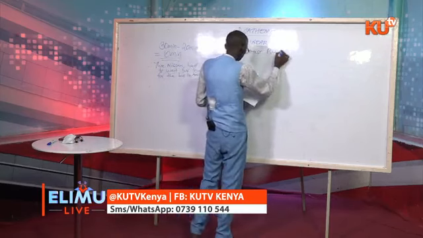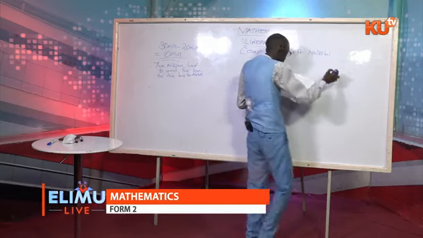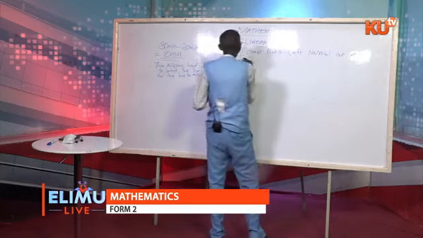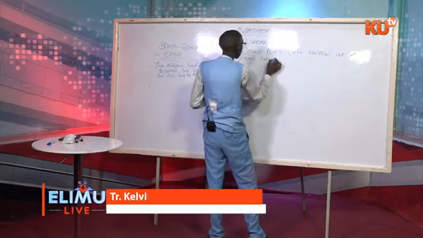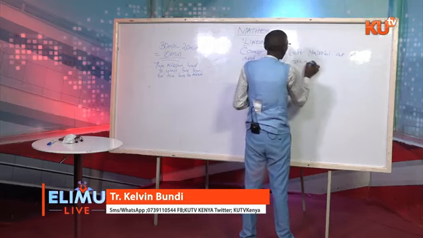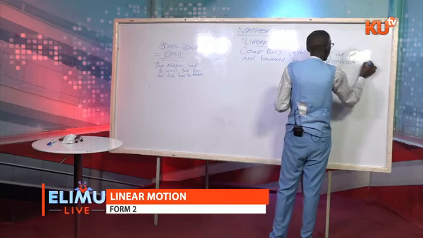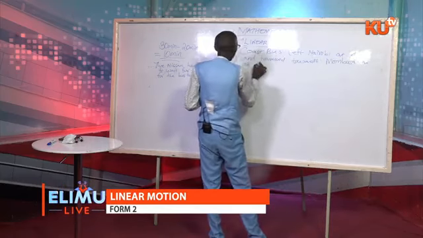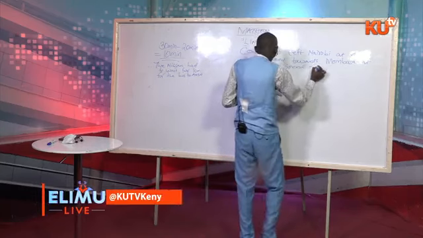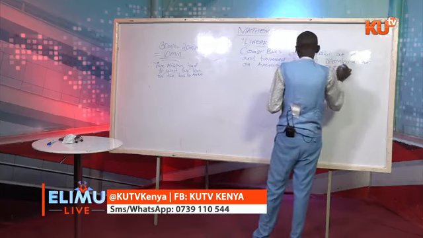Coast bus left Nairobi. Now these are vehicles moving in opposite directions. At 8 a.m. and traveled towards Mombasa at an average speed of 80 kilometers per hour.